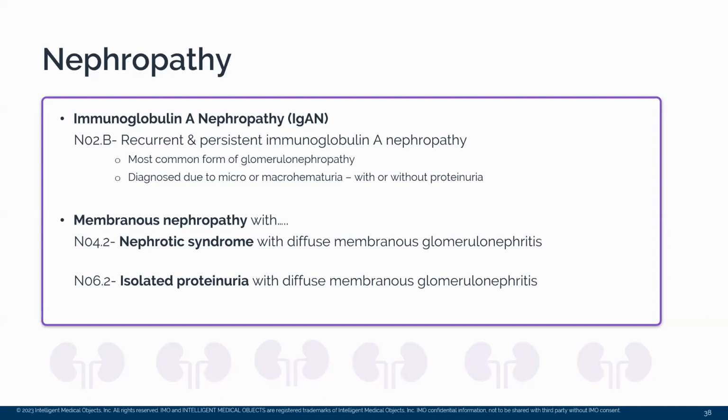Other nephropathy changes include new codes for membranous glomerulonephritis. Membranous nephropathy is a thickening of the renal glomerular basement membrane due to the immune system attacking it. Patients either present with nephrotic syndrome or a non-nephrotic proteinuria. Membranous nephropathy is diagnosed by a renal biopsy and/or blood test indicating the presence of specific antibodies.